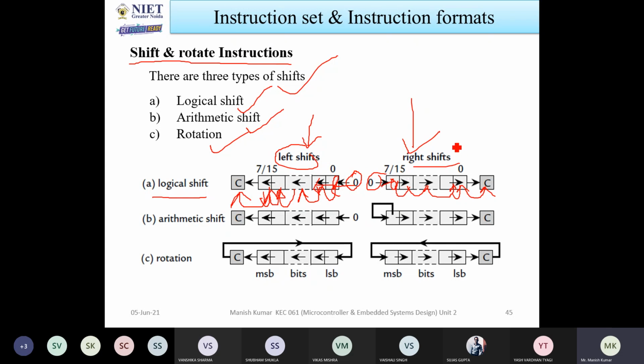Now if we talk about the arithmetic left shift and arithmetic right shift, what is the difference between them? You can see arithmetic left shift and logical left shift are both equal. Each bit is shifted one bit left, and whatever vacant positions are there, you fill with 0. Now, if you are talking about the right shift, in right shift, what will happen?